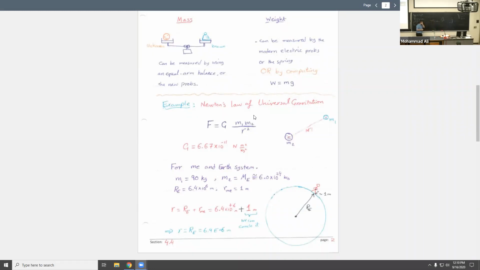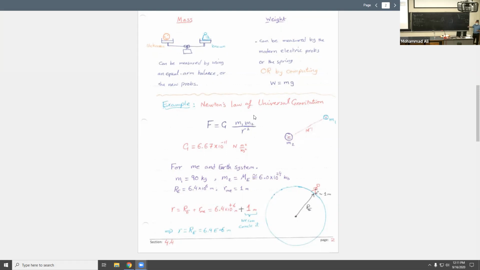Now we have electronic probes to measure our mass and different masses. Also, we have these electronic probes to measure the weight. We can also measure the weight. In my place, I have a balance or scale to measure my mass. It's about 90 kilograms. When I see it in pounds, it's about 200, something like that. But this is not the weight.